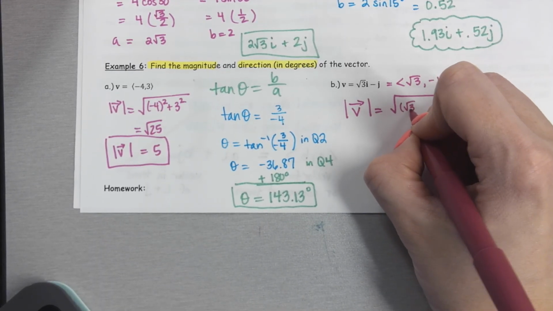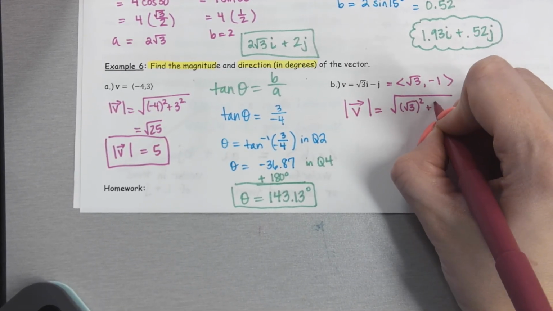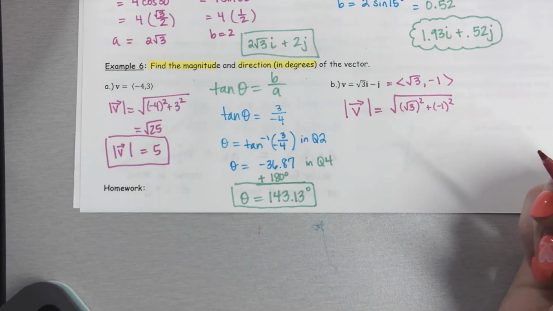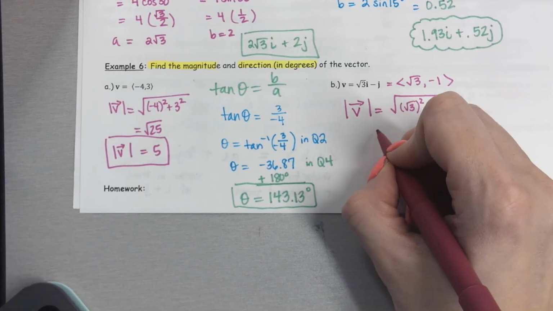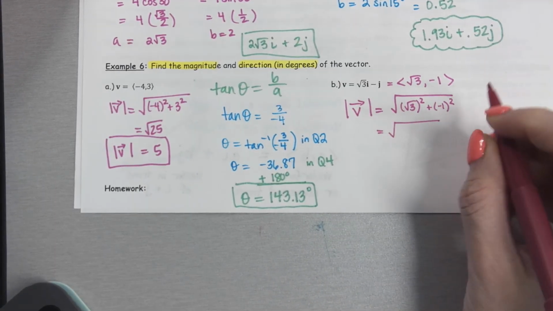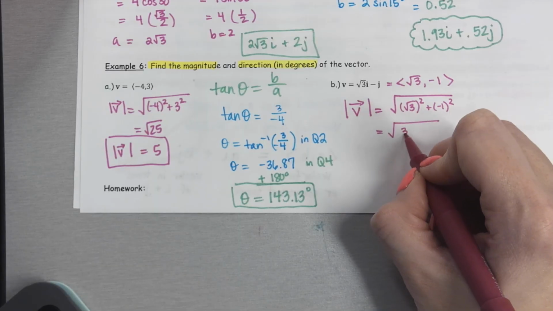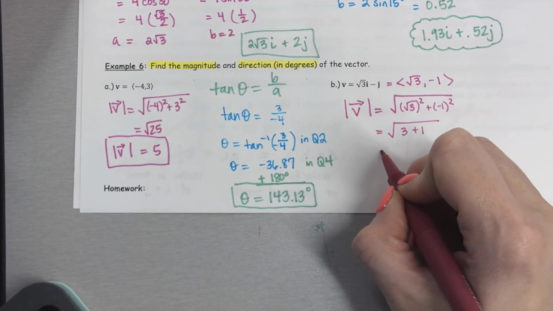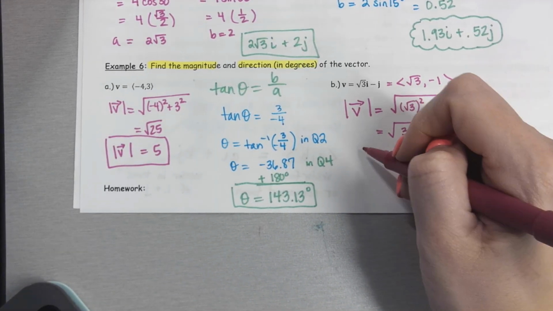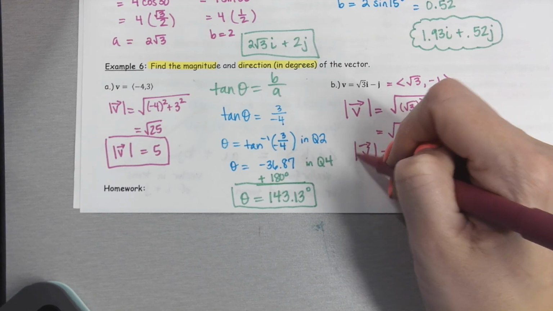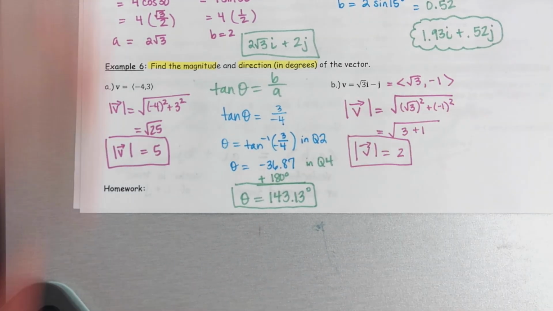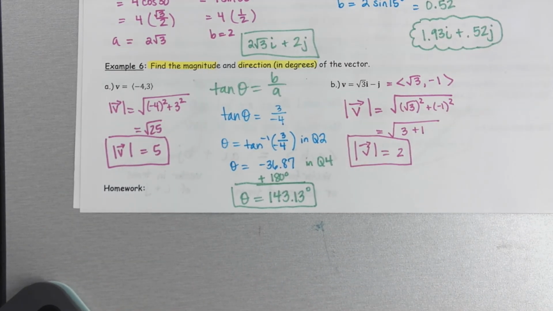Keep in mind, when you square a square root, that root goes away, and when you square a negative, it's still going to be a positive value. So root 3 squared becomes 3. 3 plus 1 is 4. Square root of 4 is 2. Okay, this is the magnitude. Okay, magnitude is equivalent to the length.